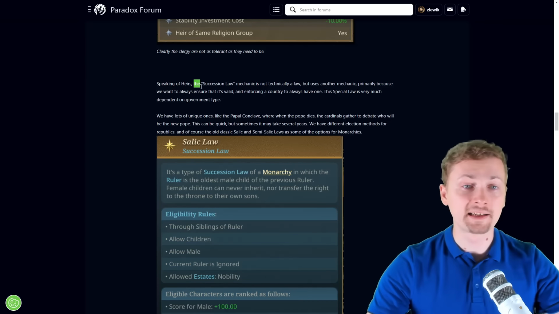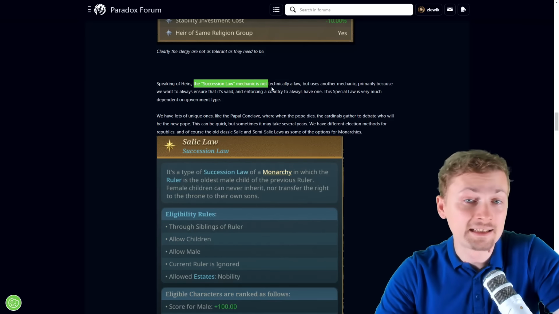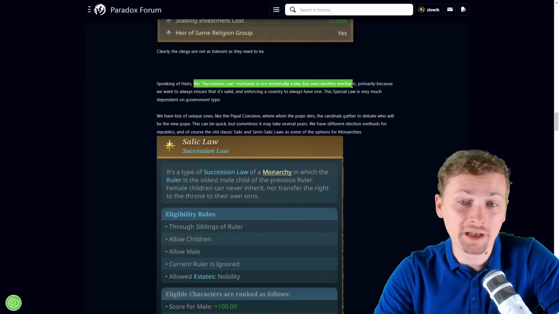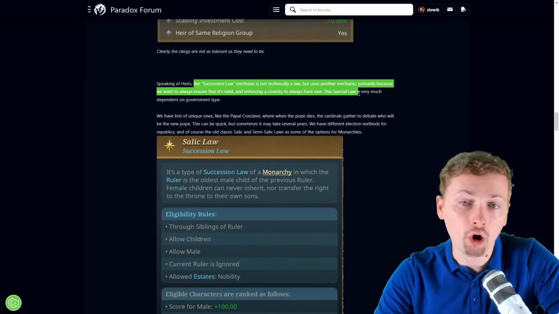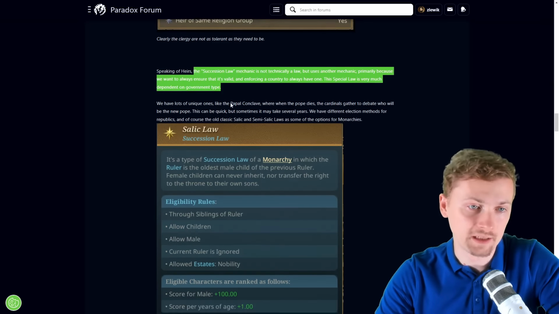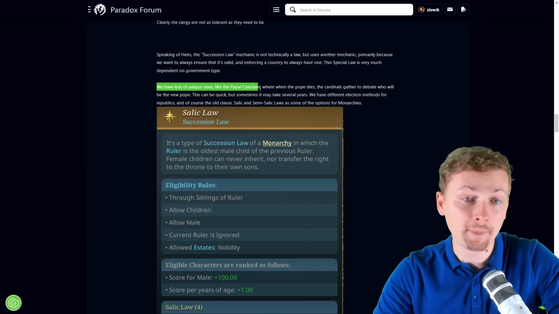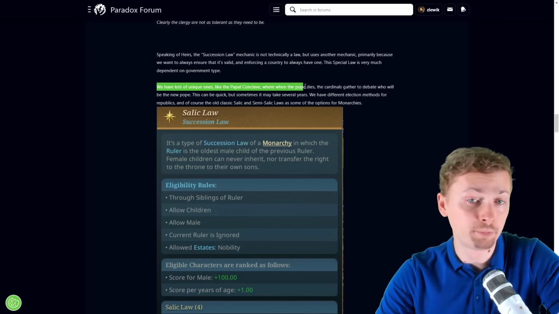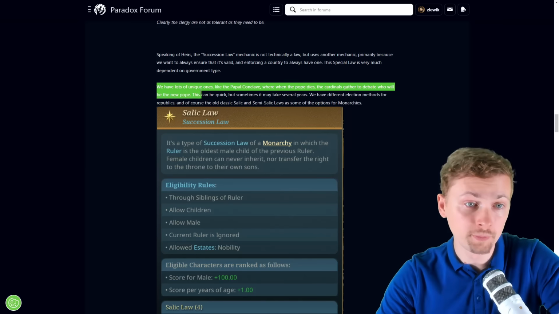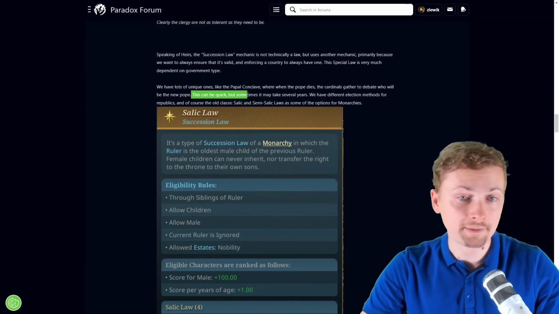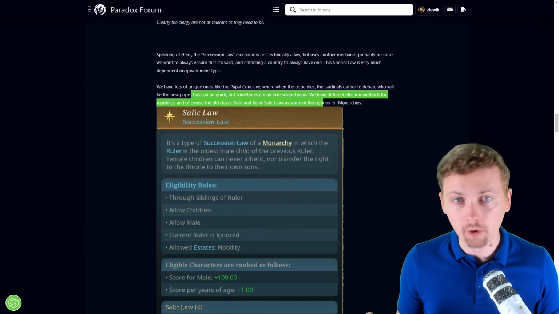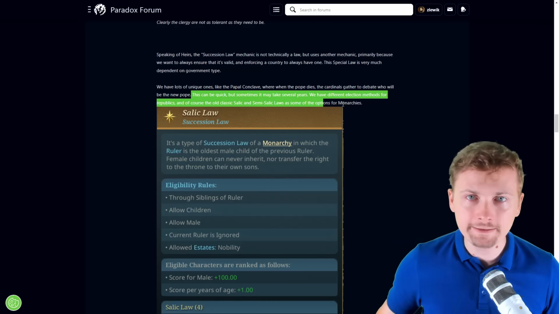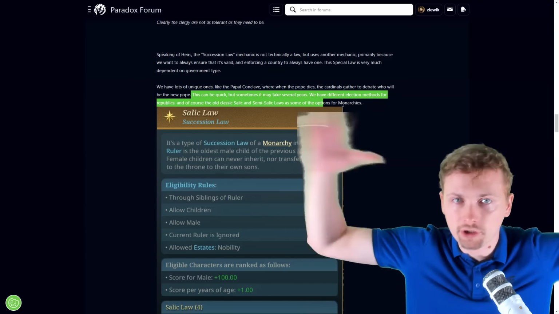Speaking of heirs, as you see, succession law is a mechanic that is not technically a law, but uses another mechanic, primarily because we want to always ensure that it's valid, and enforce the country to always have one. This special law is very much dependent on government type. We have lots of unique ones, like the papal conclave. That's gonna be interesting. When the pope dies, the cardinals gather to debate who will be the new pope. This can be quick, but sometimes might take several years, so also completely different and more realistic compared to EU4, where one pope dies, immediately, like literally the same second, we've got the new one.